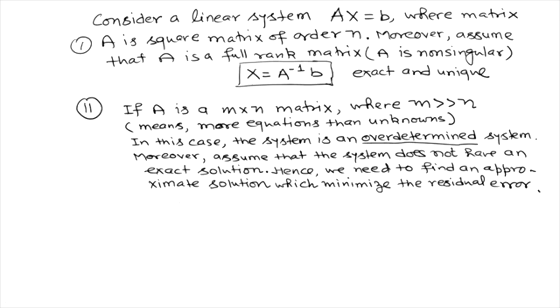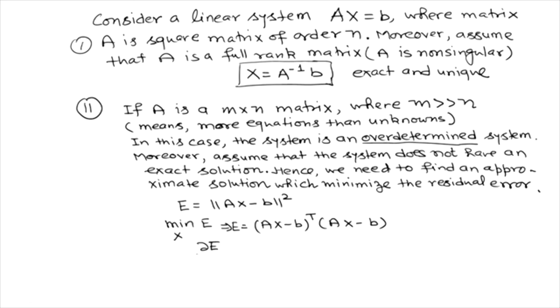Let me define the residual error as E equals the Euclidean norm of Ax minus b. So what I need to do is minimize E. I have to find such x which minimizes E. This means I need to minimize (Ax minus b) transpose into (Ax minus b), which is the norm of E. Since I have to find the minimization of this function, I have to differentiate E partially with respect to x, and put it equal to 0.